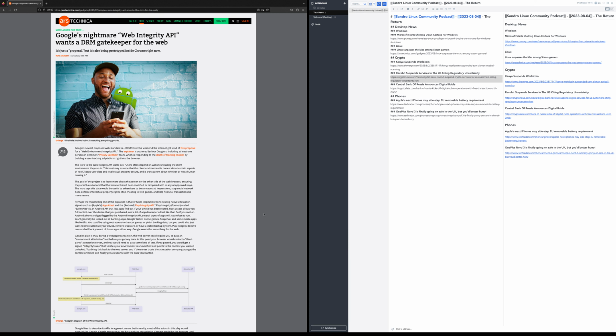So this would be a pretty bad feature to be on the web. It would definitely destroy the open internet. So that'd be pretty bad.